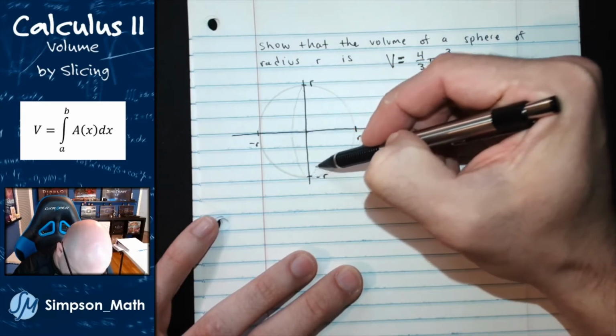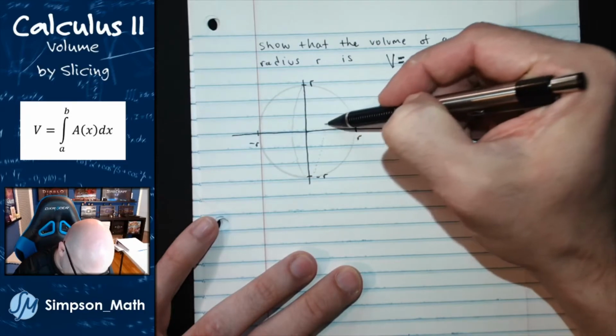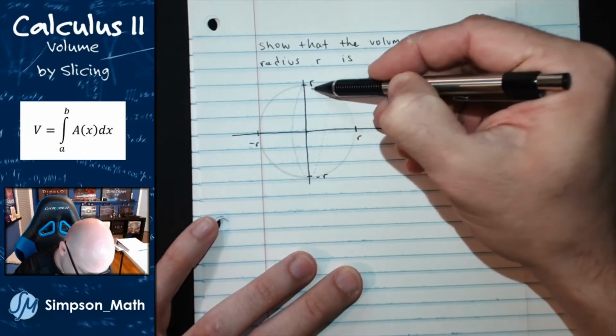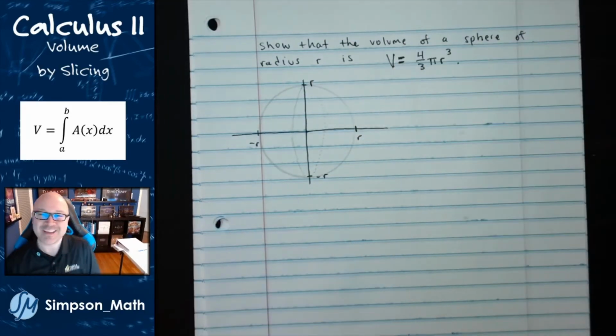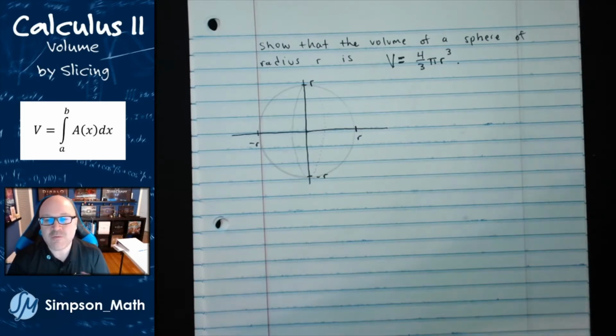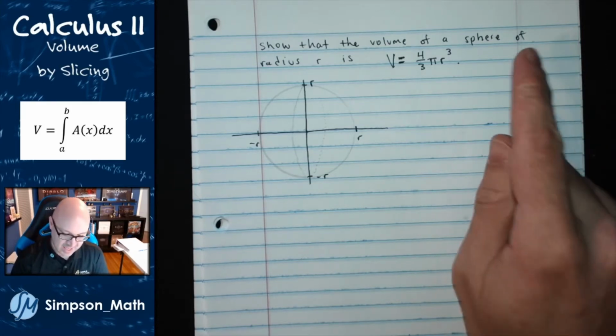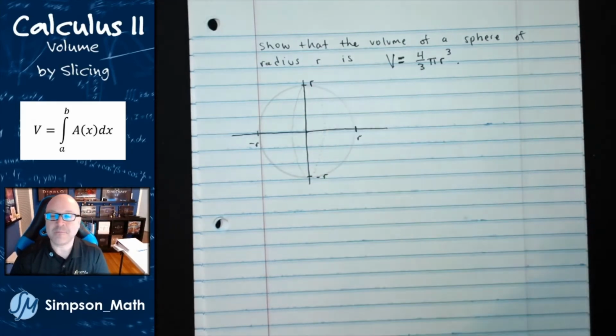I'll do a dotted line on the other side so you can kind of see. Maybe that helps visualize the sphere. Instead of a circle, it is a three-dimensional object, and what I would like to do is find the volume of this object. Okay, well, they don't give me much information. I only know that the radius is r.